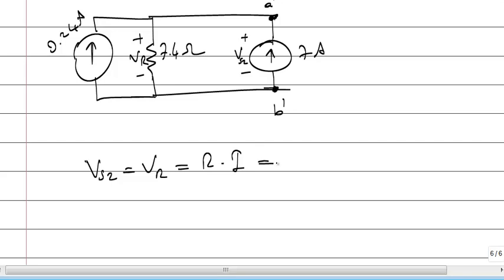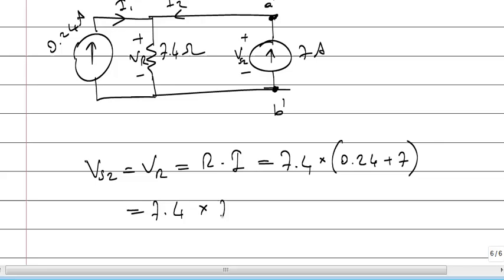Resistance is 7.4. The total current is I1 plus I2, plus 7. Okay, which is equal to 7.4 times 7.24, which is 50.68 volts. That's it.